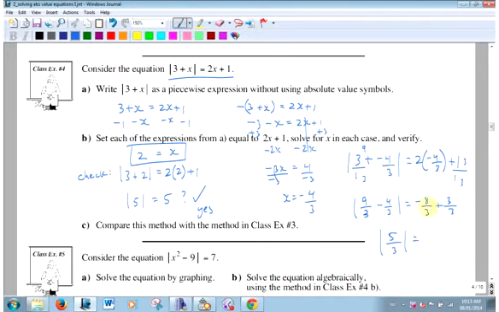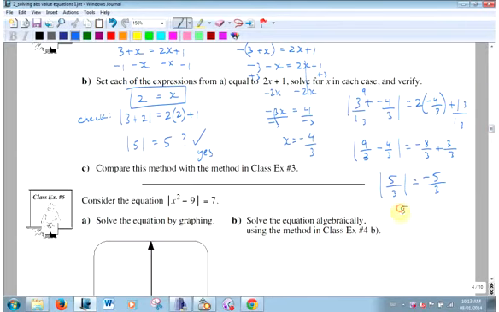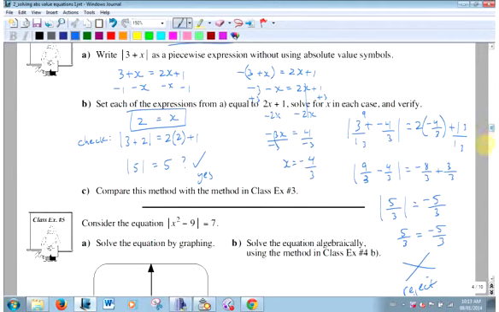What's over here? What's minus 8/3 plus 3/3? Minus 5/3. Is 5/3 equal to minus 5/3, Reese? Nope. Okay? Reject. Don't work. So the only answer is x is 2.